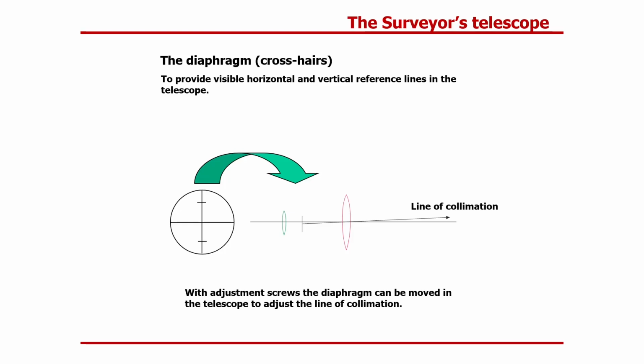In the diaphragm of the instrument, we have crosshairs. We use the crosshairs to provide visible horizontal and vertical reference lines in the telescope.